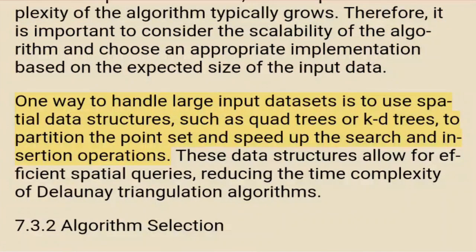One way to handle large input datasets is to use spatial data structures, such as quad trees or KD trees, to partition the point set and speed up the search and insertion operations. These data structures allow for efficient spatial queries, reducing the time complexity of Delaunay triangulation algorithms.